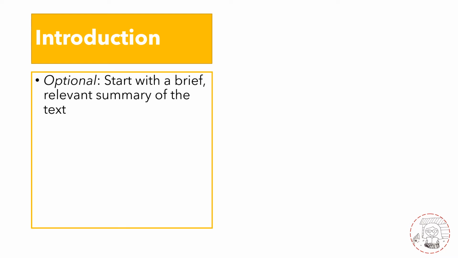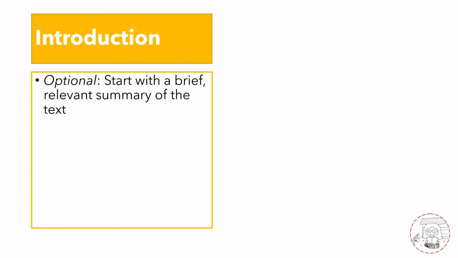This is optional. You can start with a brief summary of the text in just 1 sentence. It's not compulsory at all, but sometimes it's really helpful because it helps for you to recap in your own mind what the poem is about, and it helps to set the focus as well. But don't spend too long on it.